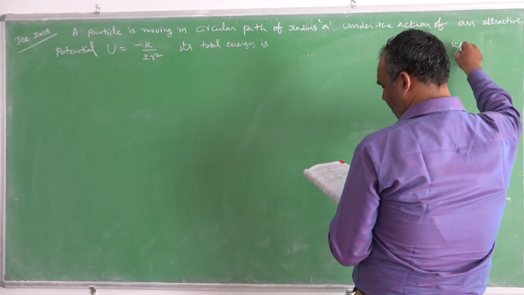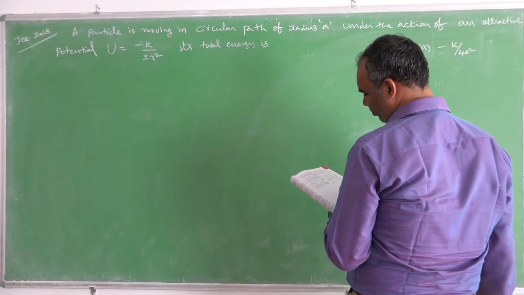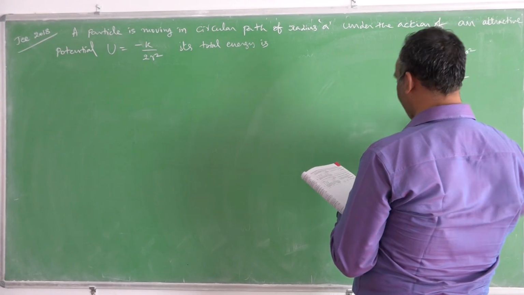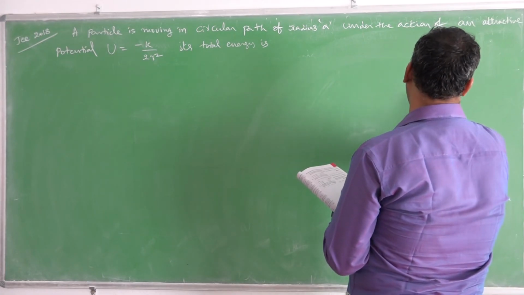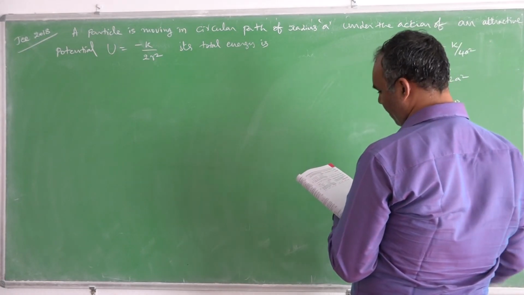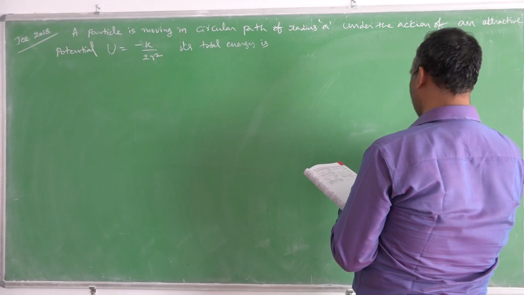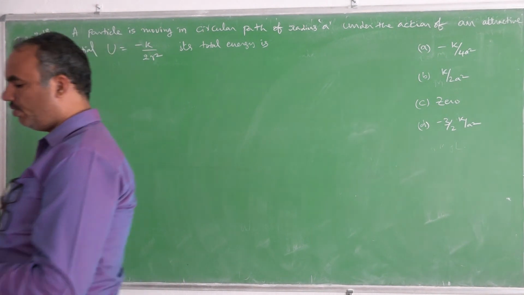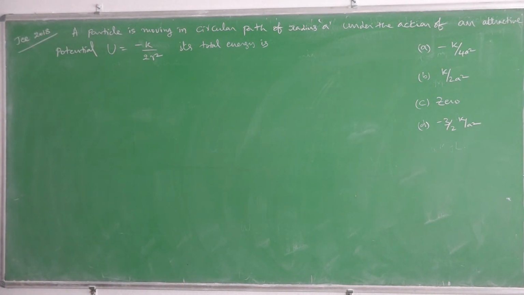the options for this question are minus K by 4A square, K by 2A square, 0, minus 3 by 2, K by A square. So these are the options given for this question. We need to find the total energy of the system.